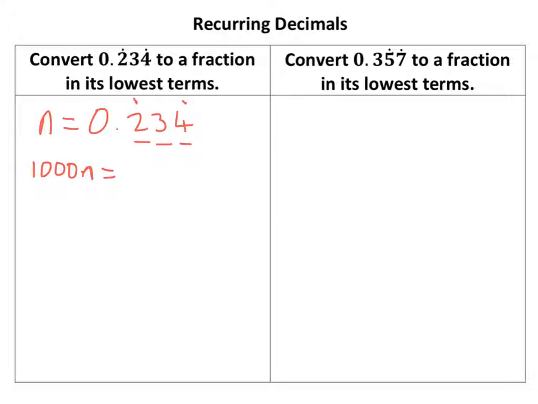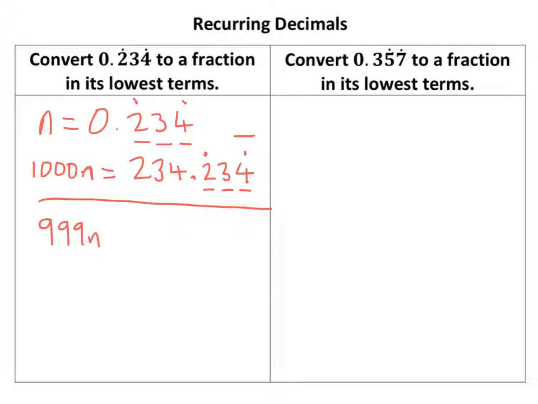That will shift all the numbers up three place values, won't it? So we'll end up with 234.234 recurring. Now, this is the crucial bit: the recurring bits on both of those parts are equal, because that's what we've got to do. Now, when we subtract both of them, we get 999 n's. We've got 1,000 n's take away 1 n, and we get 234.234 recurring minus 0.234 recurring, which gives me 234.